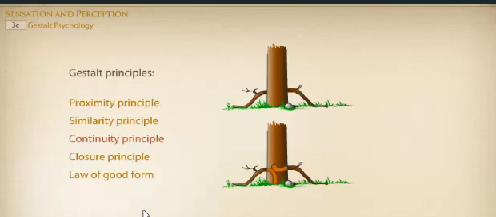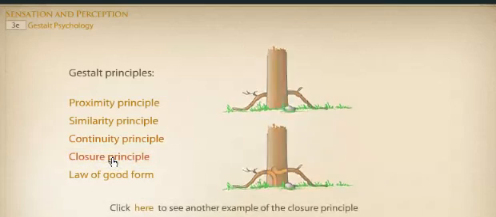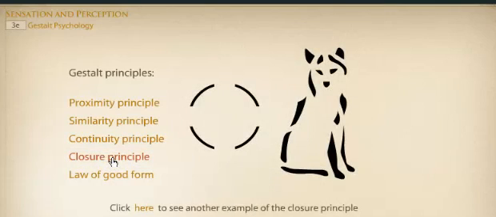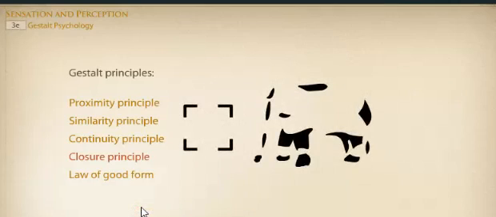Now look at the closure principle. People often group elements to create a sense of closure. Thus, you may complete figures that actually have gaps in them. The closure principle is apparent in these illustrations. So here, you see a circle. Here you see what looks like a dog. I'll show you another example of closure. So even though these illustrations are incomplete, you fill in the blanks and you see a square and an elephant.